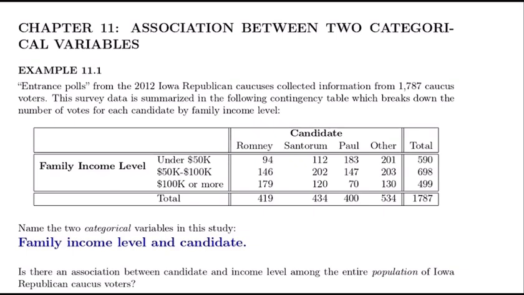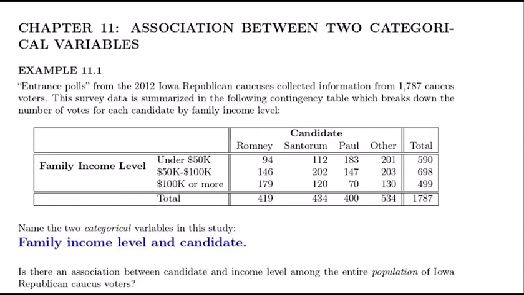Okay, so the entrance polls from the 2012 Iowa Republican caucuses collected information from 1,787 caucus voters. So the survey data is summarized in the following contingency table, which breaks down the number of votes for each candidate by family income level. Of course, as you can see in the table, the family income level is being cross-listed with candidates.